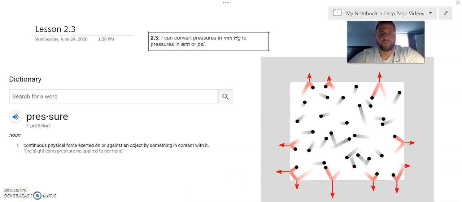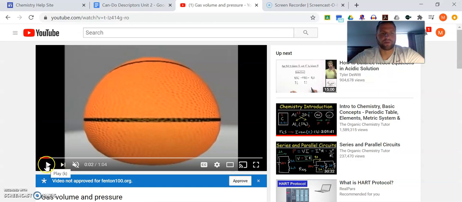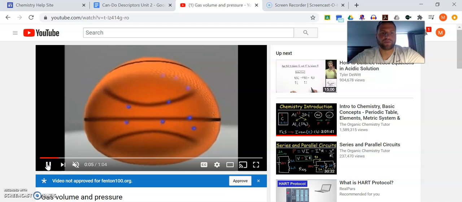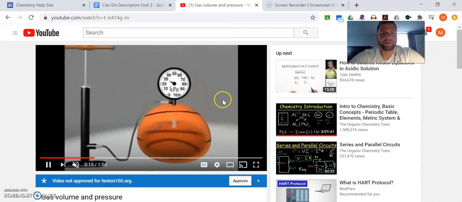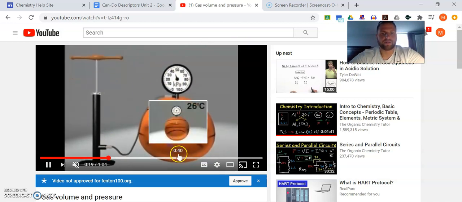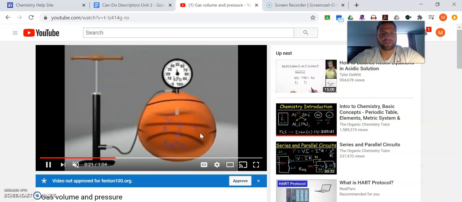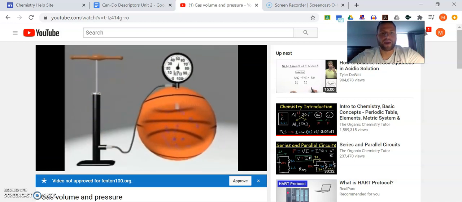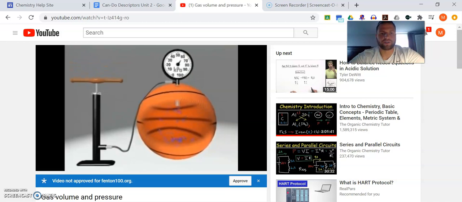Let's now go ahead and move over to YouTube, where we have a graphical model of a basketball with gas particles. Here we go. So this basketball is filled with gas particles. We see that they're obviously moving on the inside. And notice that these particles are ricocheting off the sides of the container. This is what gives a basketball pressure. Here we have a pressure gauge, and notice as we add air particles, the ricochets increase. We get more impacts, and the basketball gets larger and larger.